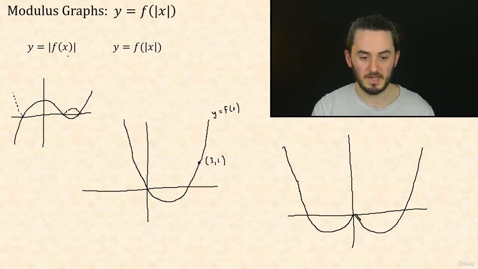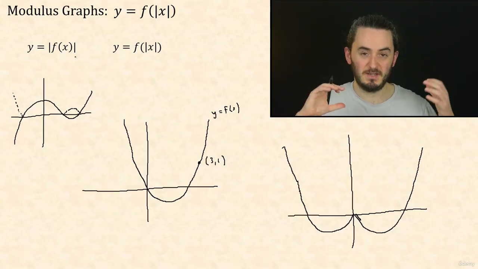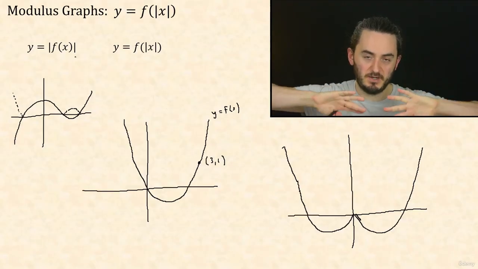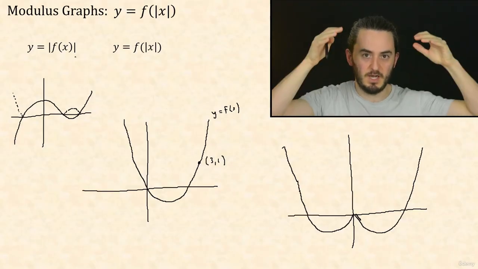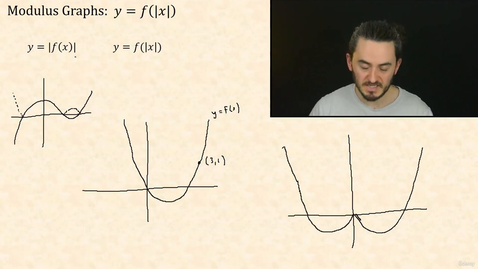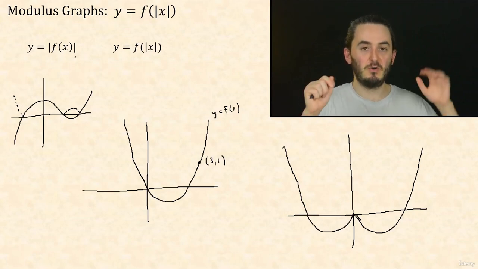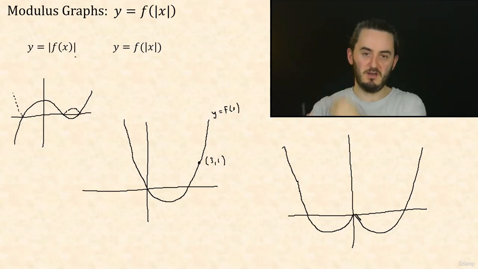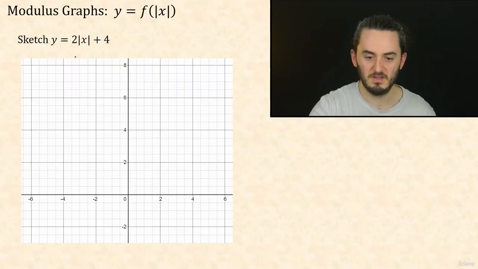So mod f of x is about making anything that was negative in the y direction positive, just pushing everything up and making it positive. F of mod x: delete the left-hand side, fold over the right-hand side and copy it over. So they're quite different. Let's have a look at some examples.